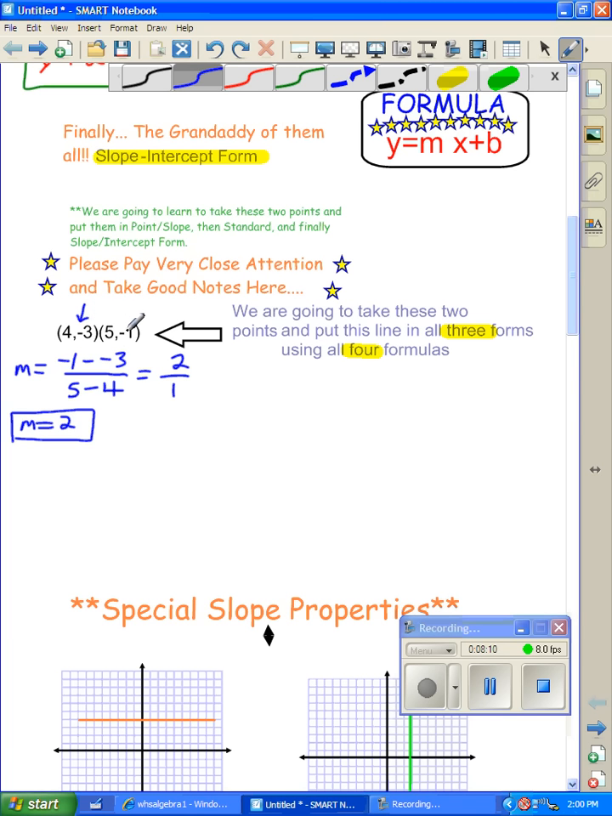If you choose 5, -1, in fact, why don't you try to choose 5, -1 and see if you get the same thing I get. But I'm going to go through it with 4, -3 and our slope. And we're going to put it in our point slope form first. y minus y1 is -3, so that'll be plus 3 equals my slope 2 times x minus x1 is 4.